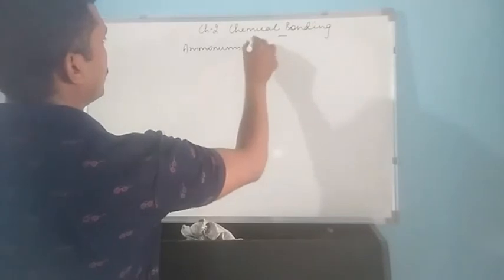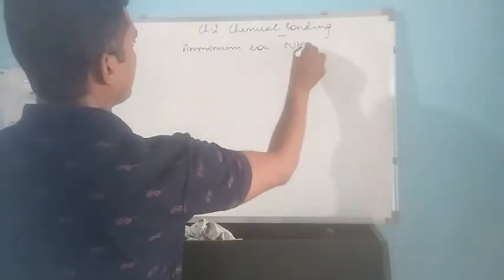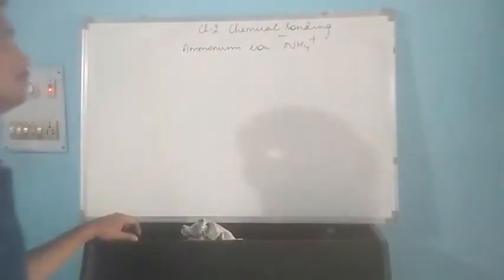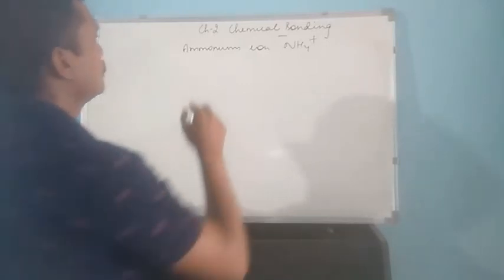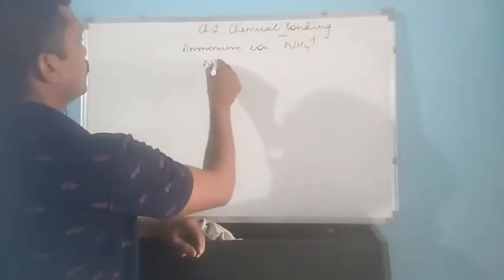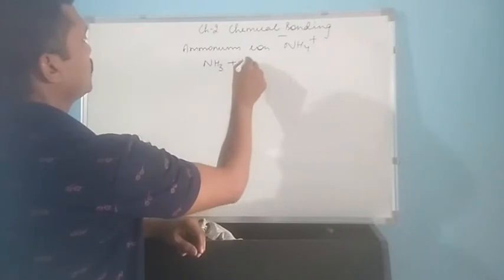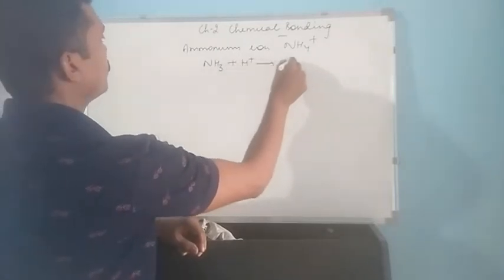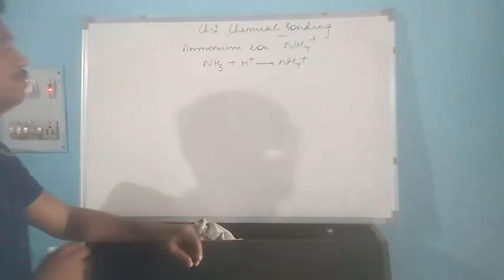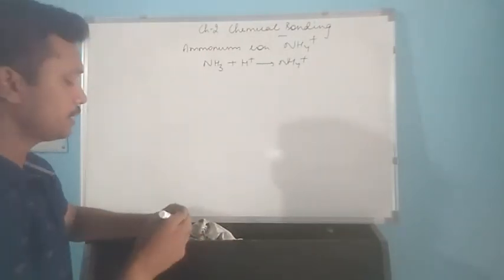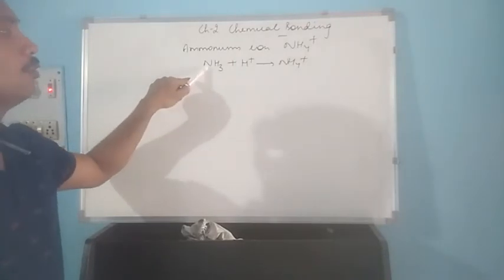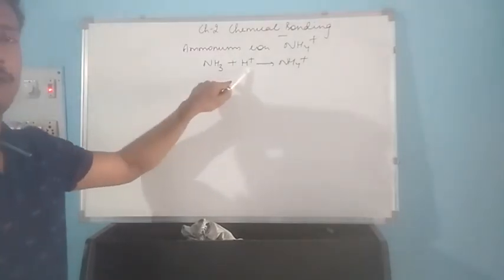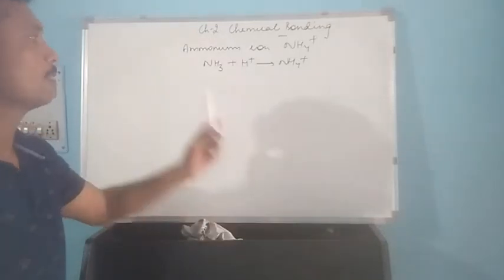Ammonium ion, that is NH4 plus ion. Now ammonium ion, how does it form? When we dissolve ammonia into water, ammonia will combine with the hydrogen ion of water to form ammonium ion, NH4 plus ion. So again you can see there will be a bond between nitrogen having a lone pair of electrons and hydrogen ion having shortage of electrons. Let us see.